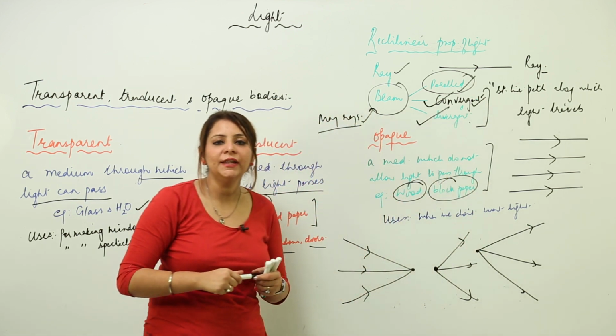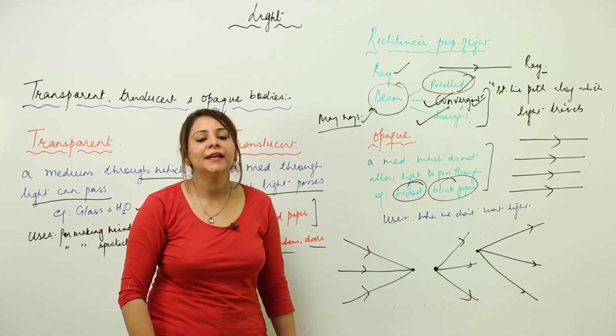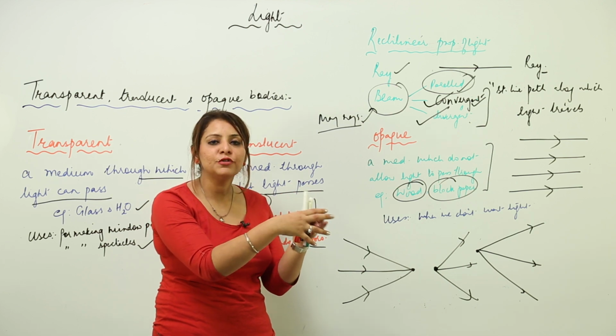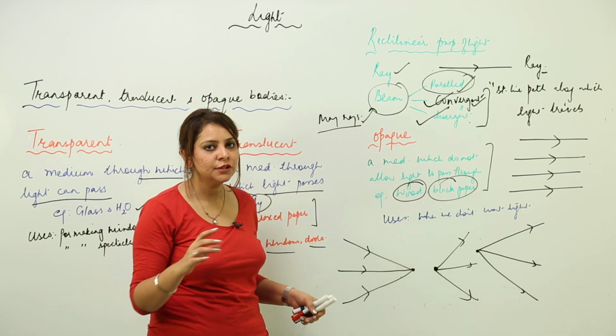So convergent means when the light rays are meeting at one point, and divergent is when the light rays were together, but after being emitted they spread in different directions. So this is what a divergent beam is.